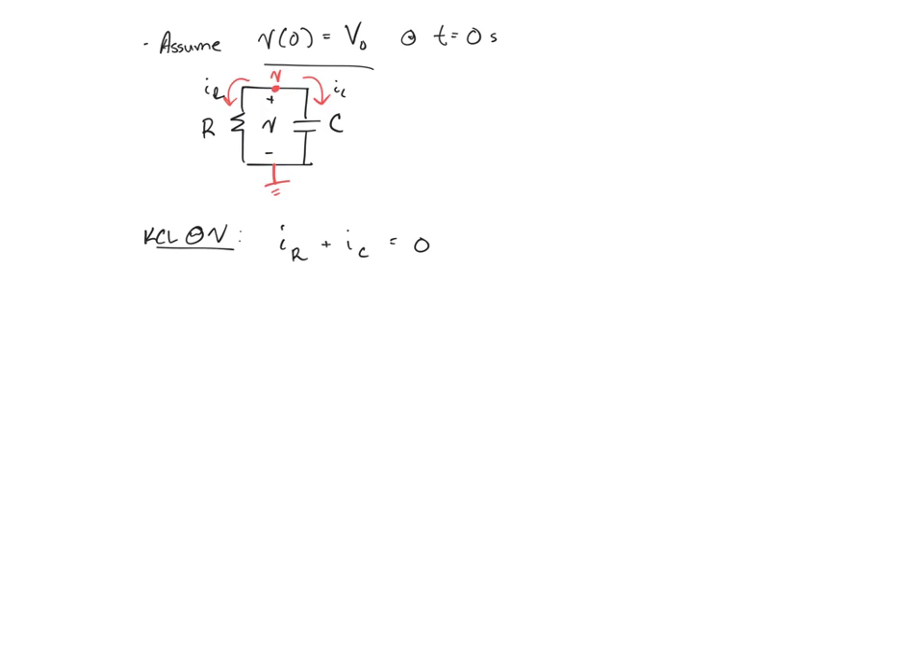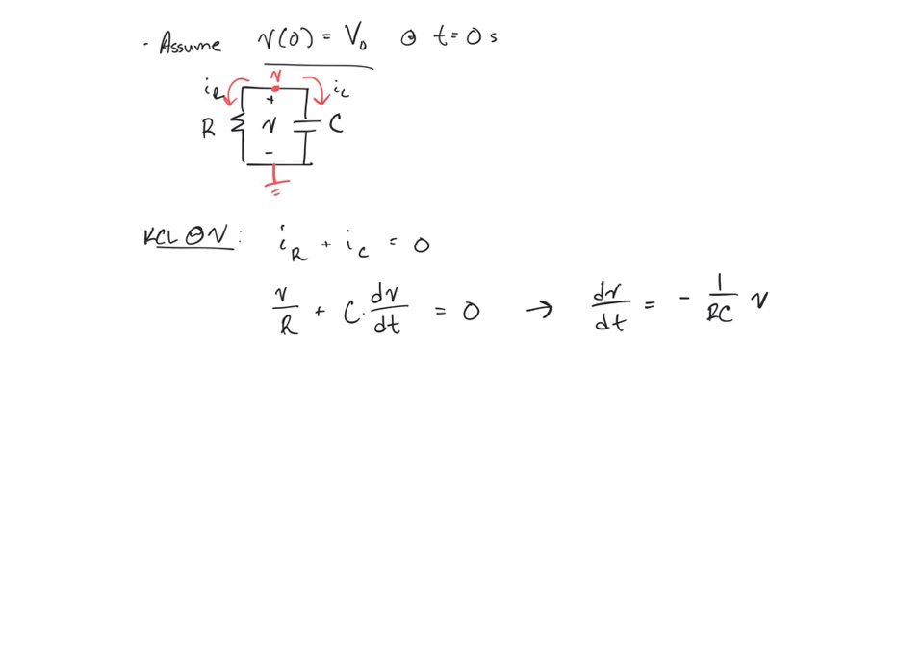And I see that would be the current through the resistor, IR, plus the current through the capacitor, IC, equals 0. Okay, now subbing in the IV relationships for the current through the resistor, that would be voltage V minus 0 over R. The current through the capacitor is C times the first derivative of the voltage across the capacitor, which is V minus 0. So C dV over dt equals 0. Okay, rearranging a little bit, I can write dV/dt equals negative 1 over RC times voltage V.